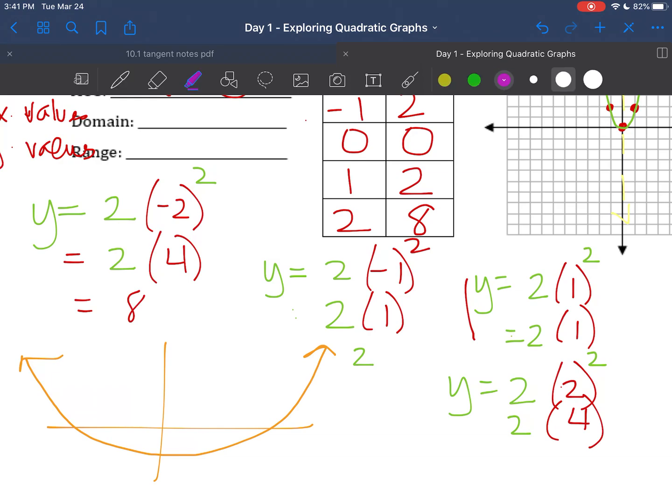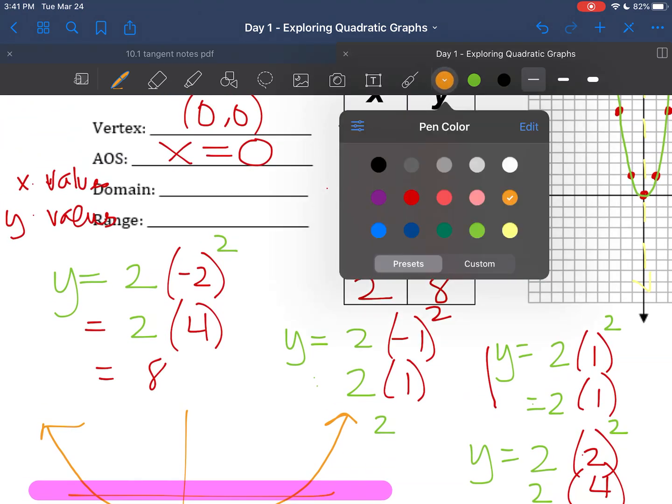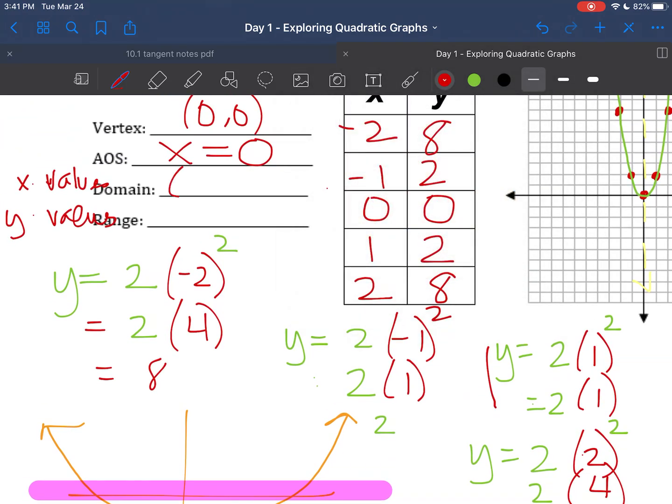If you think about your x-axis right here, you are going to have every bit of this parabola on the curve corresponding to the x-axis from this perspective. And it's going to go to the left and the right forever. So it's going from negative infinity to positive infinity forever. So our domain is going to be written with a parenthesis, negative infinity all the way up to positive infinity. And so we always write smallest, comma, largest in our domain and range.